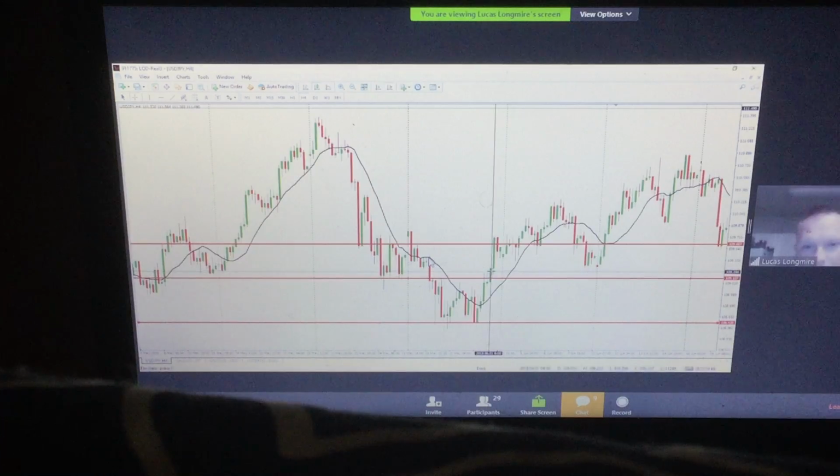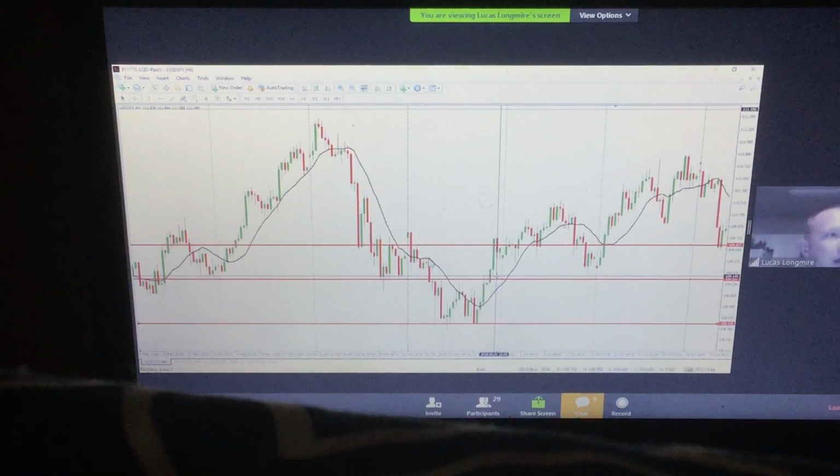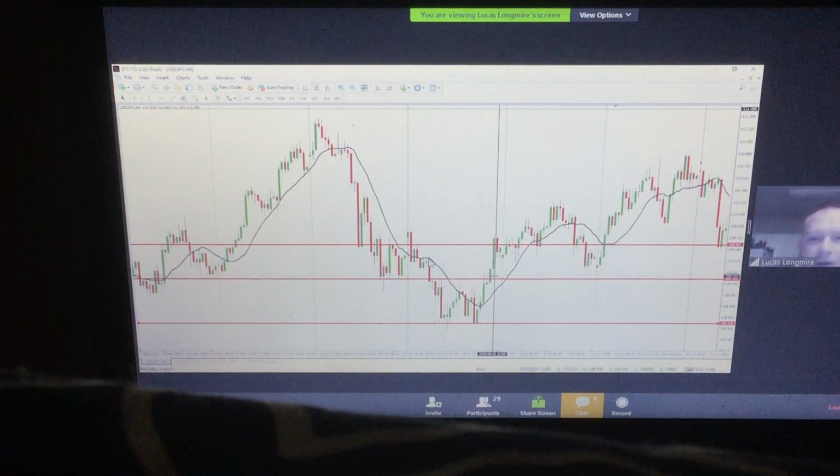Here, boom, boom, breaks. It tries to retest. I would have manually entered that. I always put my buy limits or sell limits on the retest a few pips up, because it does this sometimes.